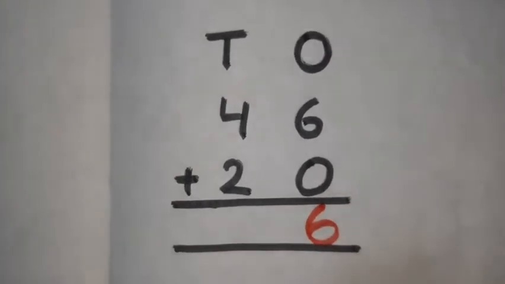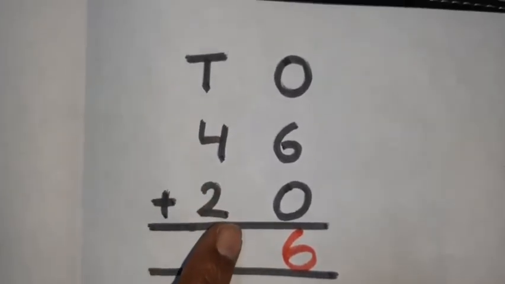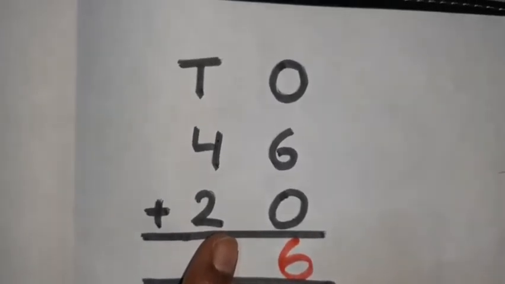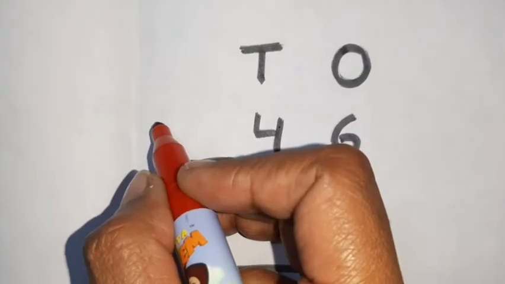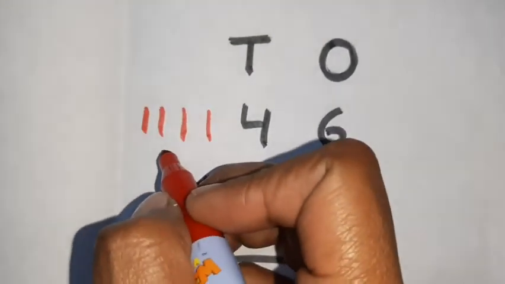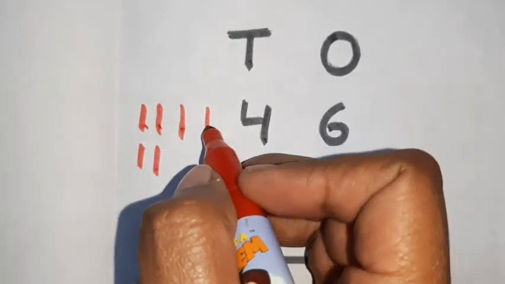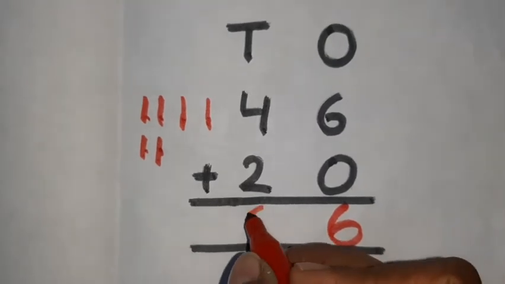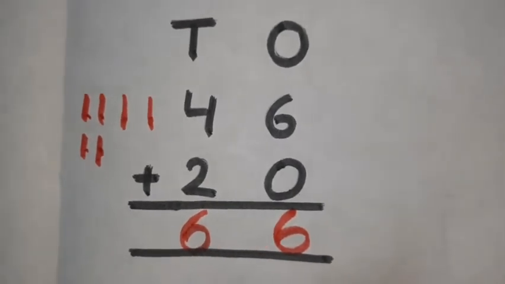Very good. Now we will add the tens place, that is 4 plus 2. What will it give us? Let's count it up. We can add it up by drawing lines also. Here we have 4, so we will draw 4 lines. 1, 2, 3, 4. Then we have 2. We will draw 2 more lines. What will it give us? 1, 2, 3, 4, 5, 6. So it will give us 6. Very good. So our answer will be 66.